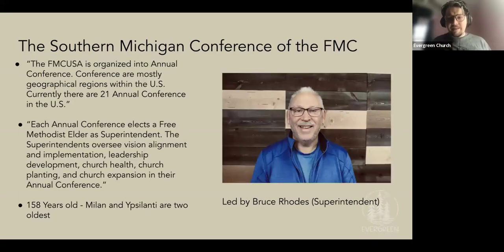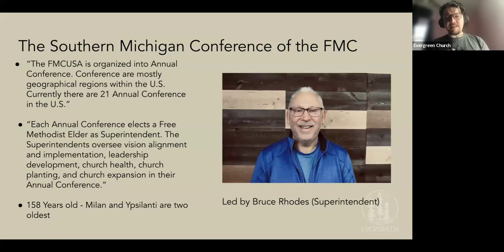So I want to focus now on the Southern Michigan Conference. The Free Methodist Church USA is called the General Conference, and the General Conference is organized into annual conferences, which, as you saw on that map a few minutes ago, are mostly geographical regions. There's one conference called the Reach Conference that's a conference of mega churches, and they're scattered throughout the country. But the Free Methodist Church currently has 21 annual conferences.